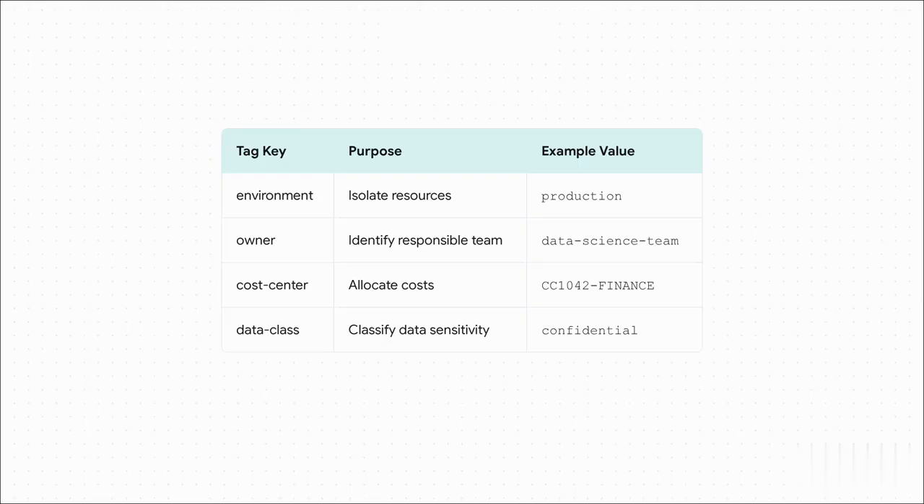A recommended starting point is just these 4 mandatory tags you see here, and each one is absolutely crucial. The environment tag, that's what stops a dev mistake from ever hitting your live production app. The owner tag means the end of that detective work, forever. Cost center gives your finance team crystal clear visibility. And data class tells your security team exactly what needs to be locked down tight.